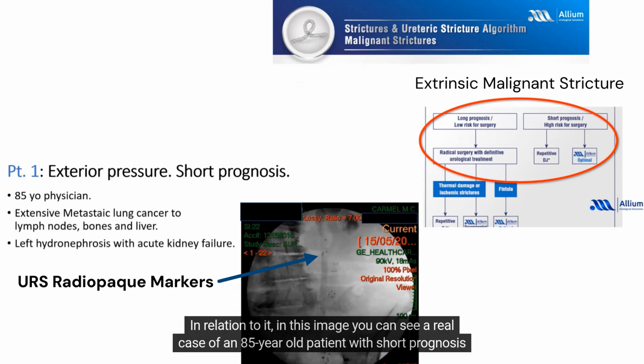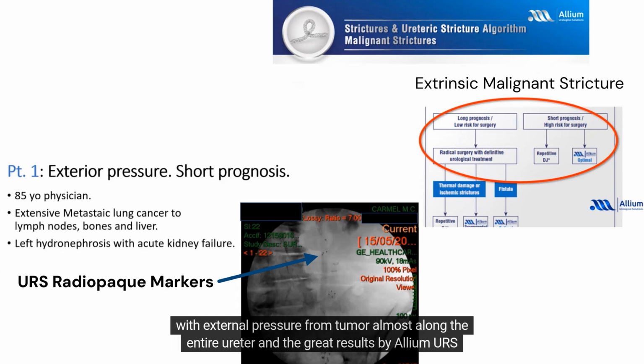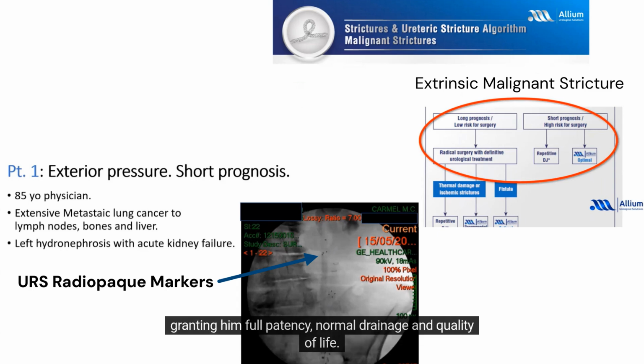In relation to it, in this image you can see a real case of an 85-year-old patient with short prognosis with external pressure from tumor almost along the entire ureter, and the great results by Allium URS granting him full patency, normal drainage and quality of life.